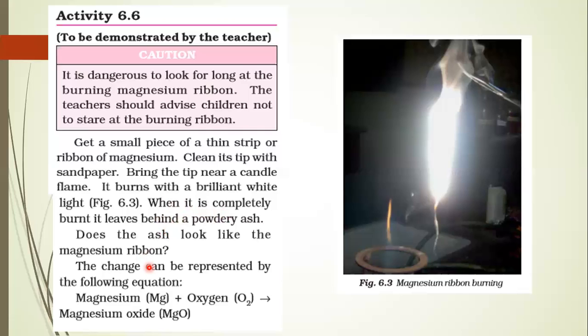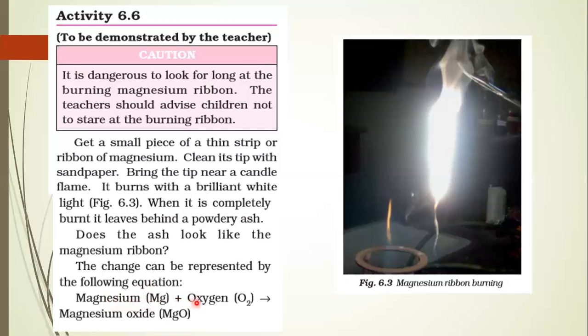Here magnesium burns in air and gives magnesium oxide, and this change is represented by an equation. That is why I told you to learn yesterday's table, only then can you understand formulas and symbols. The magnesium symbol is given here, Mg.